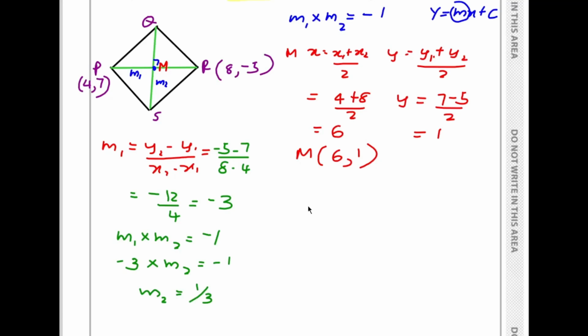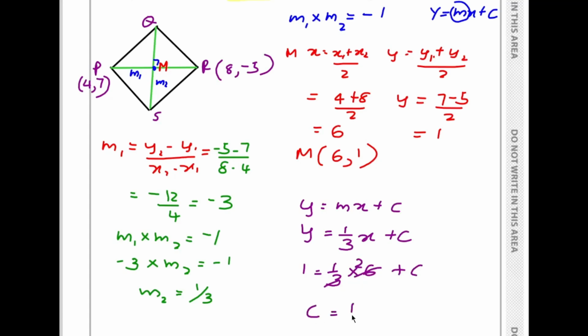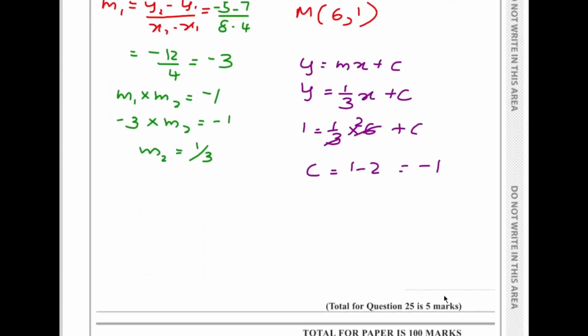Let's form the equation of the straight line. When forming the equation of the straight line, y equals mx plus c. Now the gradient becomes 1 over 3 x plus c. To get the c, the y-intercept, let's substitute this coordinate. 1 equals 1 over 3 times 6 plus c. 3 times 1, 3 times 2. C equals 1 minus 2, which becomes -1. Finally, I am getting the equation y equals 1 over 3 x minus 1.